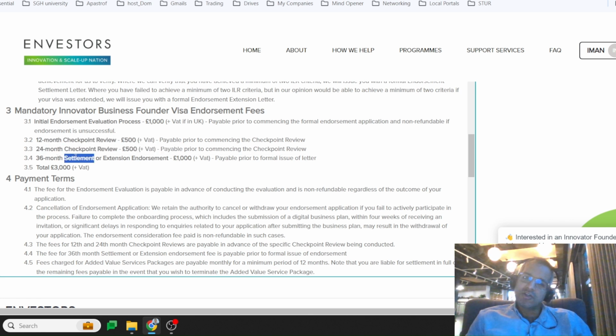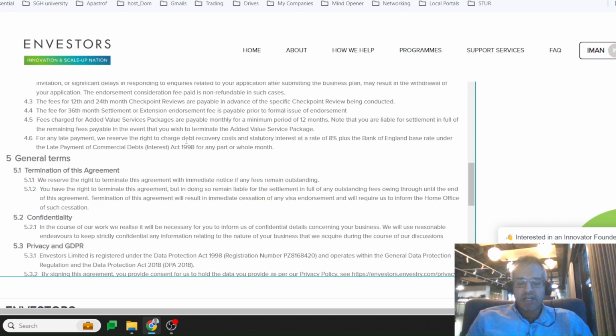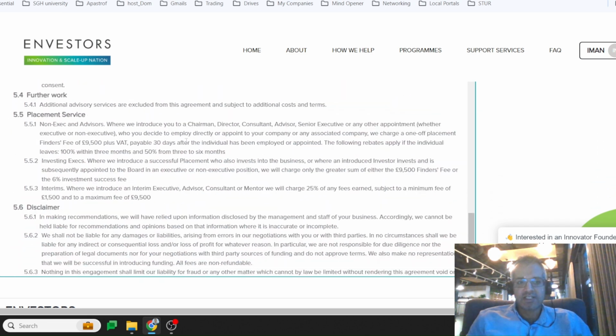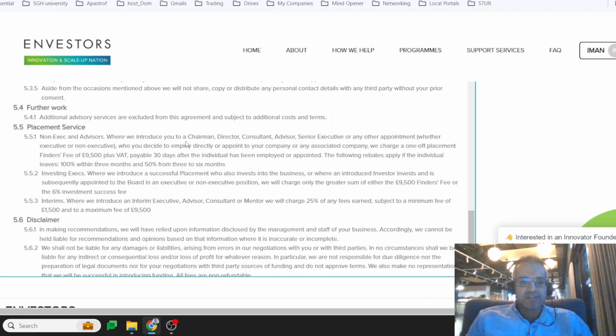At the end of year 3, you also have to be paying £1,000 plus VAT, which totals 3,000. And the other terms related to the services you can receive, the confidentiality of the information and so on, will practically be given to you.